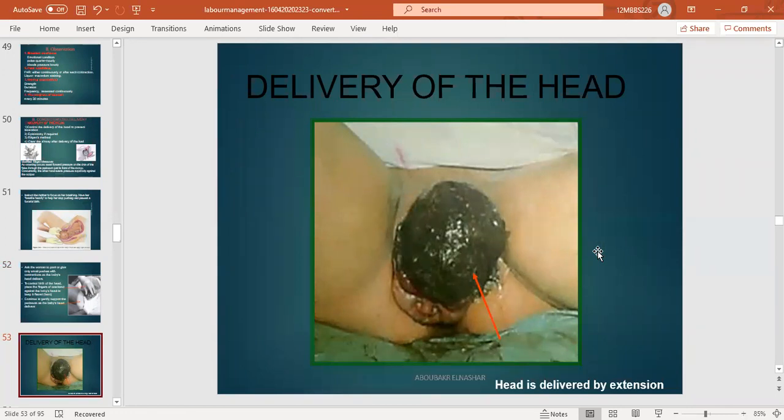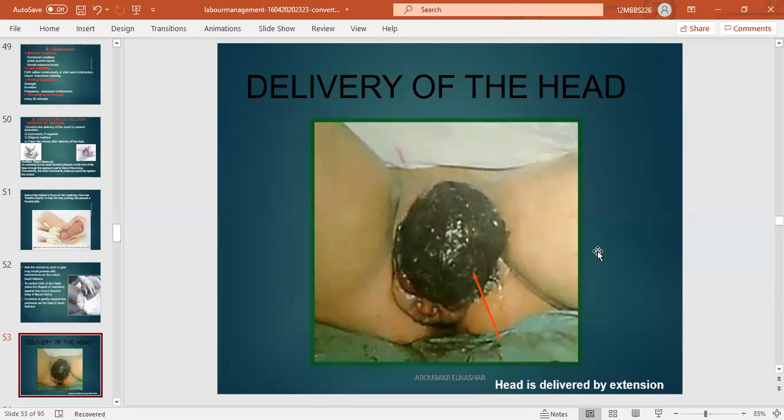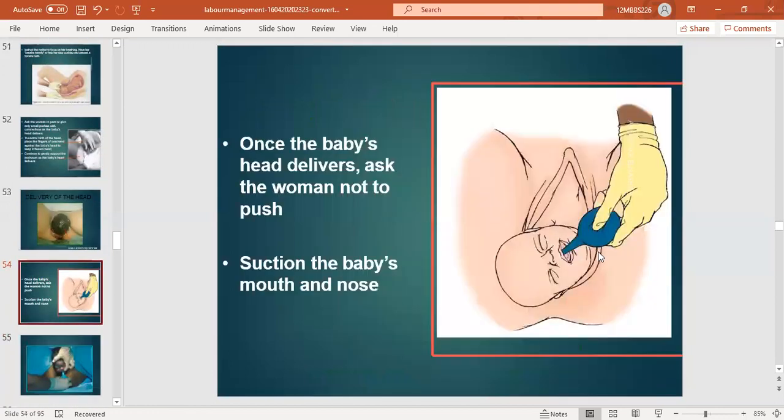Now look at this. As soon as the head is delivered, there is restitution, where the head turns through 180 degrees. Look at this, the baby has been turned. This is the crowning. As soon as the baby is delivered, it turns itself through 180 degrees, and that means there is restitution.